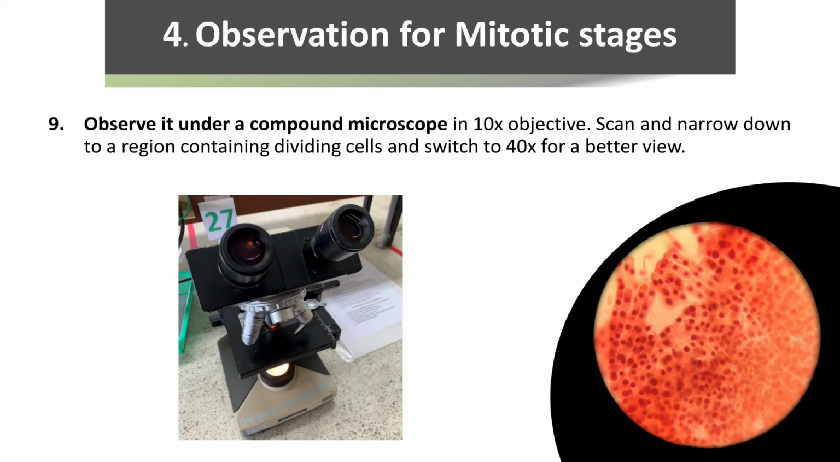Finally, you can observe the sample under the microscope. The picture on the right illustrates the onion root tip cells under the microscope at tenfold magnification. The red color of acetoorcein helps us to reveal the chromosomes of the sample. You can scan and narrow down to a region containing dividing cells, and also switch to 40-fold magnification for a better view.